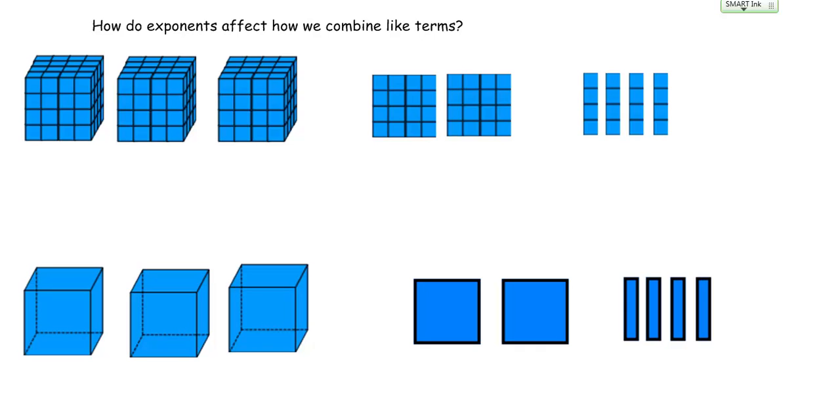We are going to explore the question, how do exponents affect how we combine like terms? We're going to use the model at the top, which represents a numerical expression, and then we're going to apply what we learned from that to the algebraic expression that we're going to create on the bottom of the page. All right, let's start with the simple model.